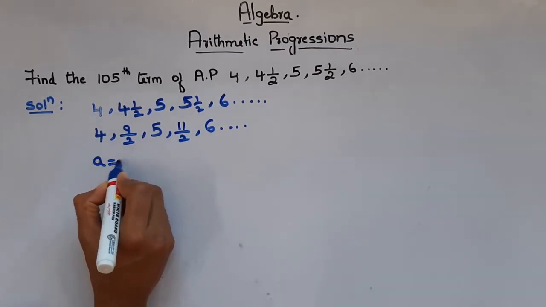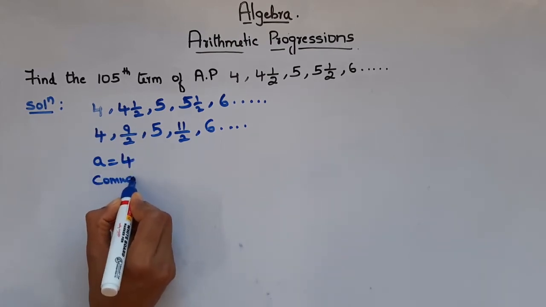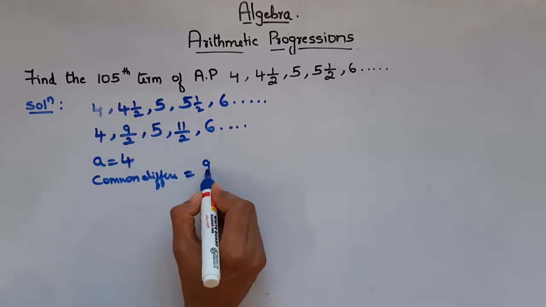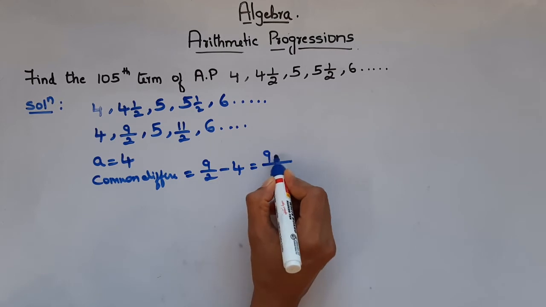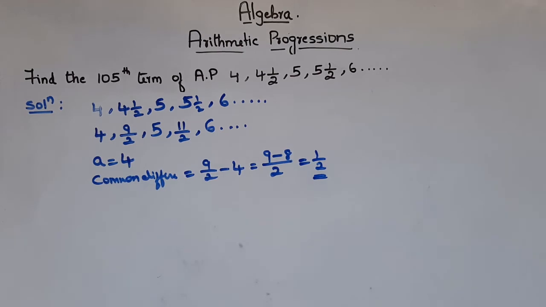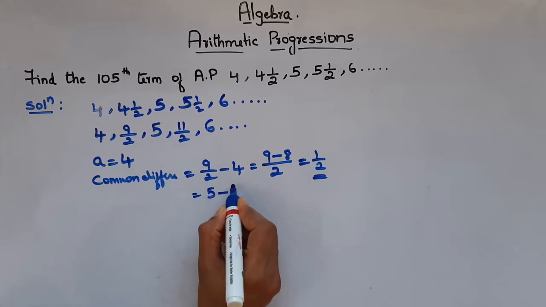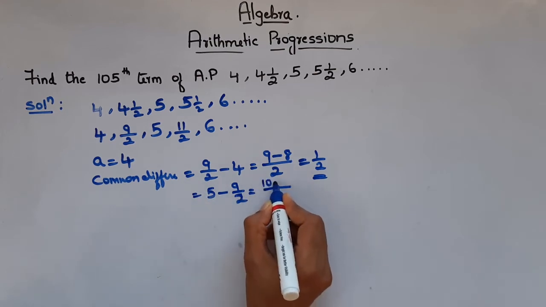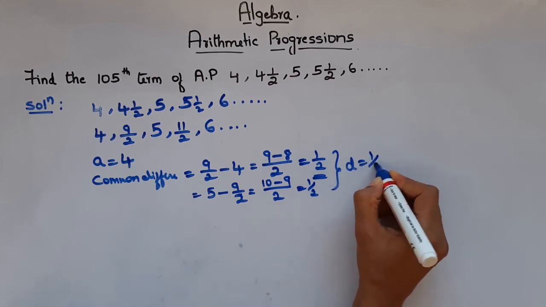So now your A is the first term, that is 4, and common difference is 9 by 2 minus 4. Here we will take LCM. 2 is the LCM. So 9 minus 4 twos are 8, which will give you 1 by 2. Right? Now let's check for 9 by 2 and 5. So common difference is 5 minus 9 by 2. So LCM is 2. 5 twos are 10 minus 9, which will give you 1 by 2. So the common difference is half, right?